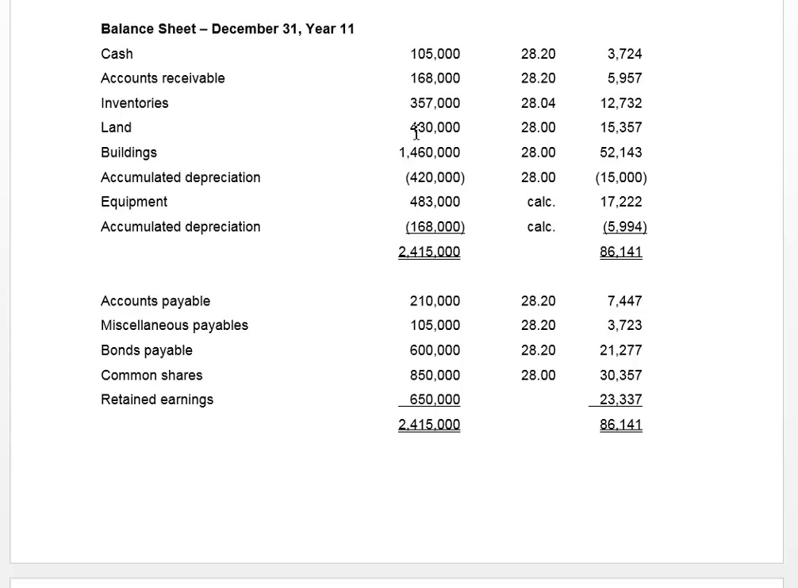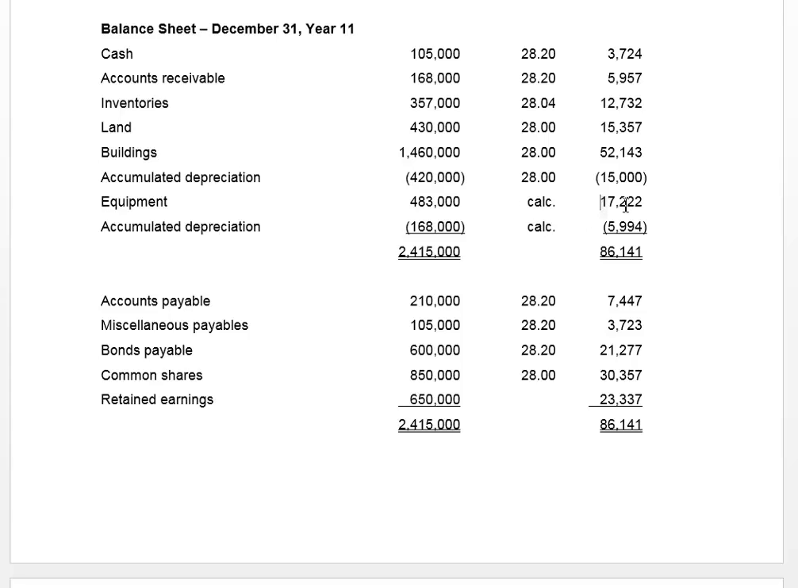Notice our inventory. Our inventory is going to be translated at the historical rate, and that would be the rate in effect at the date the ending inventory was purchased. And they give us that in the question. They tell us that's 28.04. Now, for our land and our buildings, again, they pre-existed the relationship. However, because they pre-existed the relationship, we're going to use the rate in effect at the date we became related, which was 28.